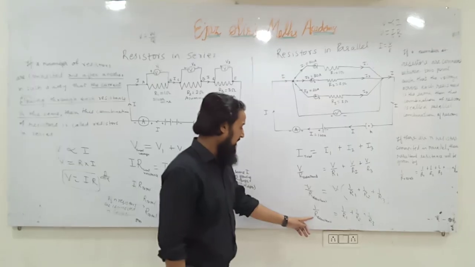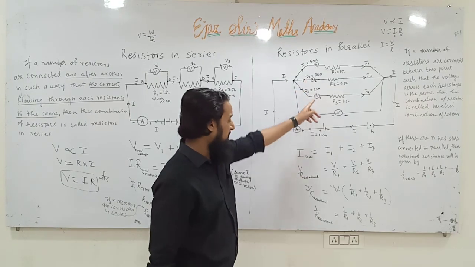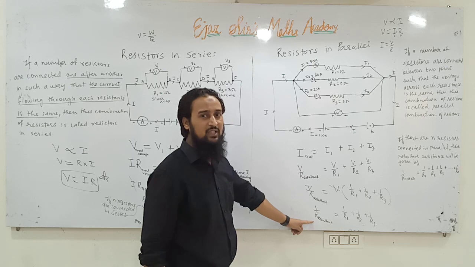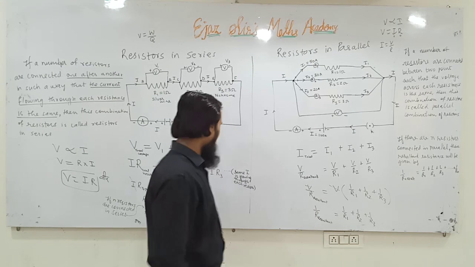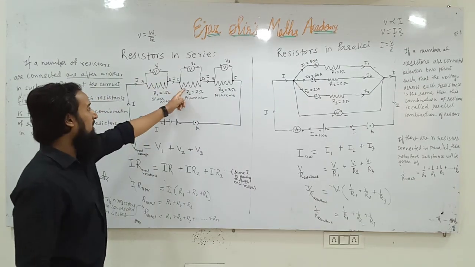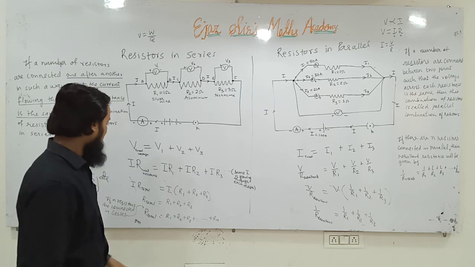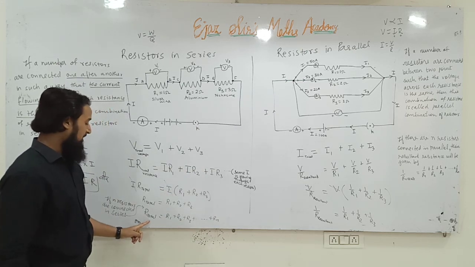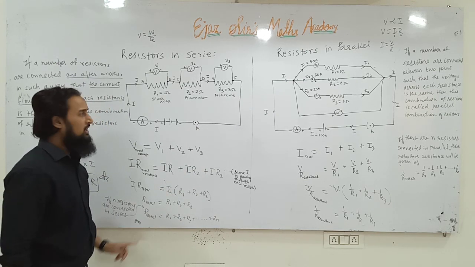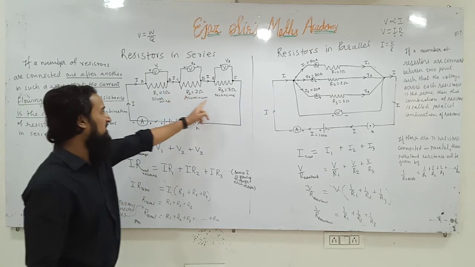And what is the formula? If resistors are connected in parallel, then their total resistance can be given by this formula. And if resistors are connected one after another in series, then the total resistance can be calculated by using this formula. Let us calculate the total resistance here.